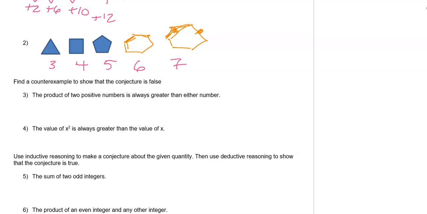Next up, find a counterexample. The product of two positive numbers is always greater than either number. So remember, product is multiplication. And it has to be two positive numbers. So positive numbers means any kind of number. So I could say 1/2 times 1/4. Those are positive numbers. And when I multiply them, I get 1/8. And 1/8 is actually smaller than both of these numbers. So that's the issue.